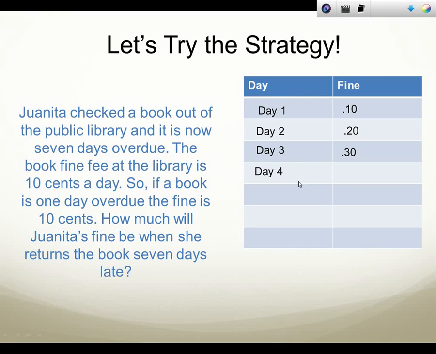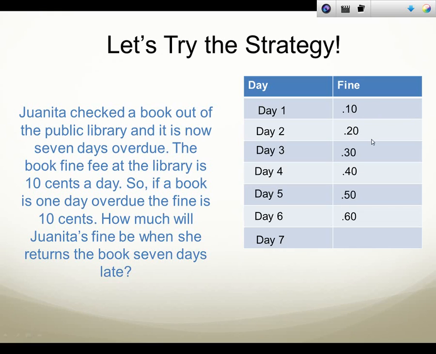So let's go back down to the fourth day. She gets charged another 10 cents, so her fee is going to be how much? You're right if you said 40 cents. On that fifth day, her fee is going to be 50 cents. On the sixth day, her fee is going to be 60 cents. And remember, we're trying to find out how much it is if it was 7 days late. Okay? So now we're thinking about that seventh day.